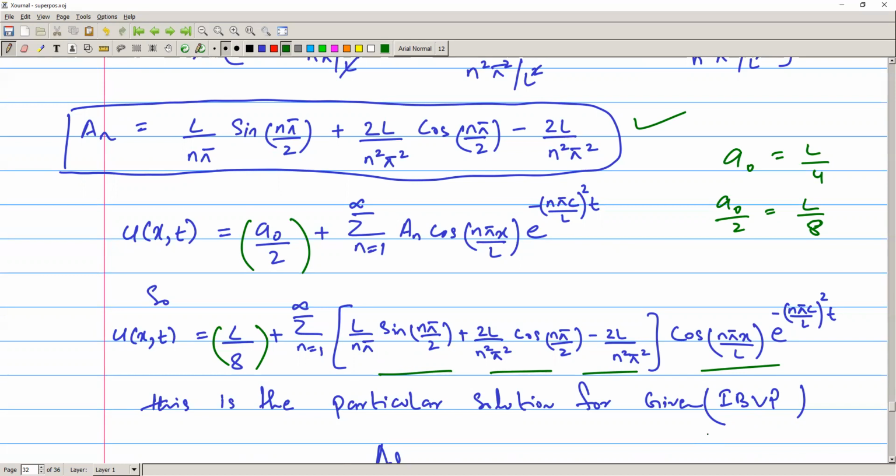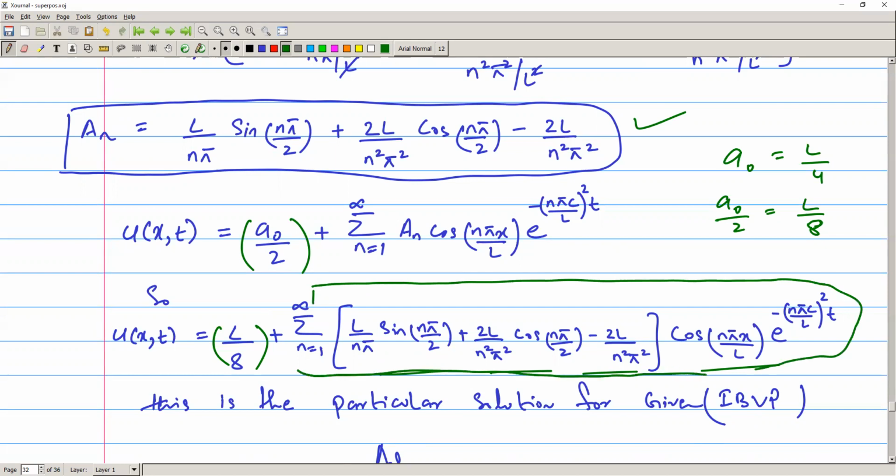Now here we can see that if time t tends to infinity, we will get a constant temperature that is L by 8, right? Because if time t tends to infinity, this whole term will become 0, and we will only be left with this one, L over 8. So we will be left with a constant temperature, right? So this is the particular solution.